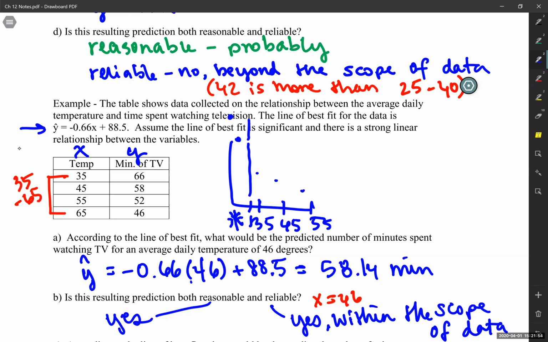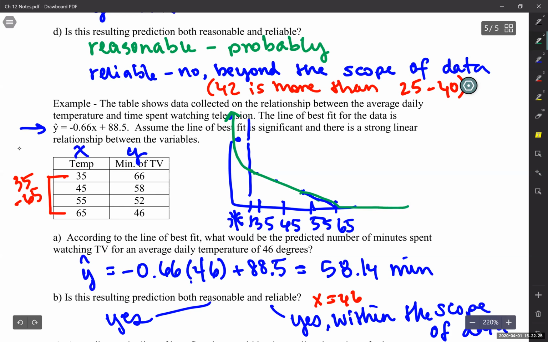So, for the data we're given, we see a linear pattern. But anything outside of that scope of data, I don't know, maybe it goes up really fast with an exponential function. Maybe after 65, maybe it's such a nice day that it just drops off and goes to 0 after 65. It's such a nice day that I don't want to do that.